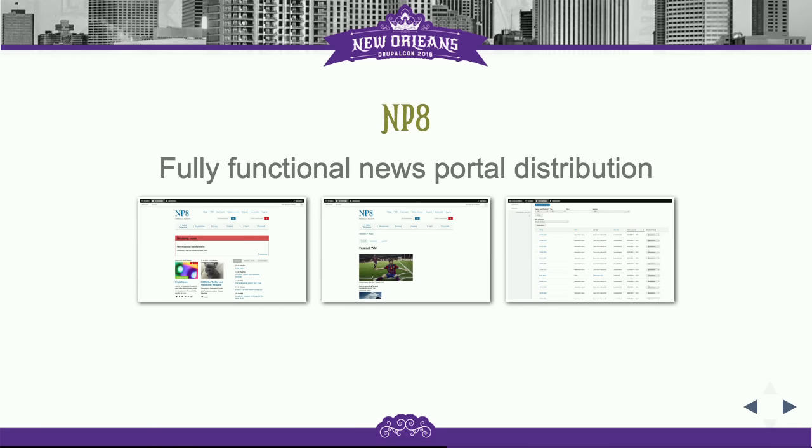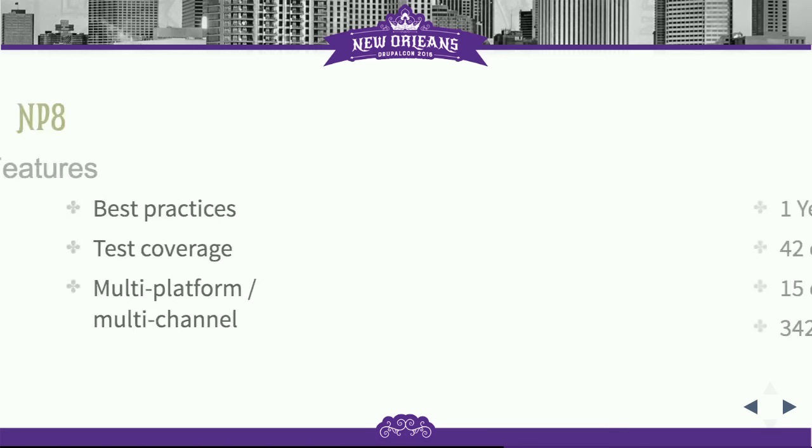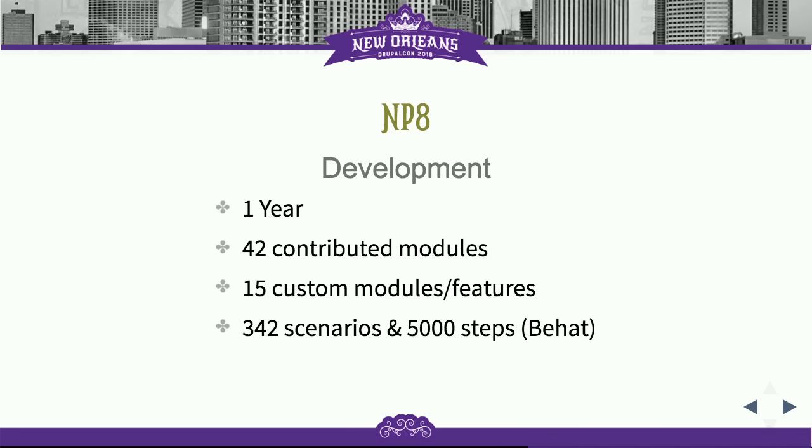What is that distribution? It's a fully functional news portal distribution, fully built with Drupal 8. Some features I'm highlighting here: publishing, community, social management, third-party integration with payment gateways. You can do multi-platform, multi-channel. It's built with best practices and full test coverage. It took one year of investment for MD Systems to build that distribution. They have contributed 42 modules. They have ported a lot of modules to Drupal 8 in order for that distribution to be built. They have packaged 15 custom modules and features inside the distribution. And they have a ton of scenarios for the tests, for Behat. I'm sure you've heard about Behat.